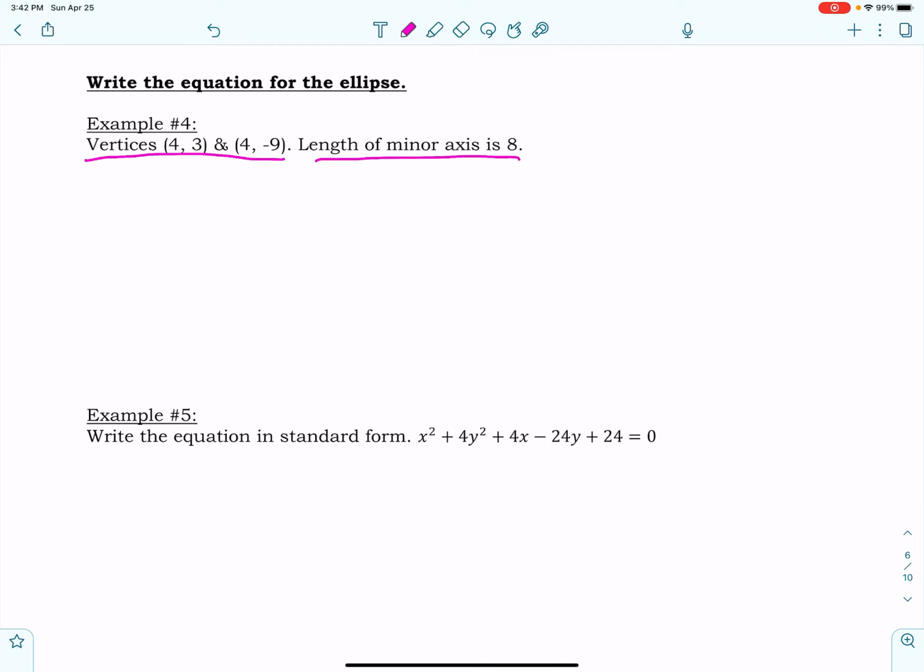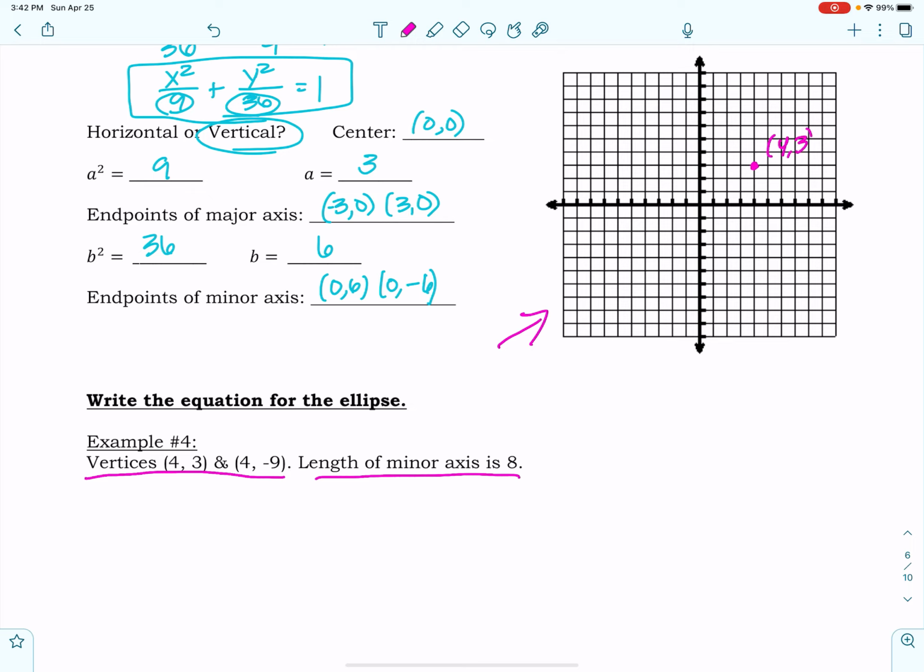So it's going to be helpful to get a visual of this to see if we're going to have a horizontal or a vertical ellipse. So we are going to just graph these points. You can graph them freehand if you want to, or on your own graph paper. I'm just going to use this graph up here because I think it's going to be easier to see. So at 4, 3, I've got that right there. And then at 4, -9, I've got that right there.